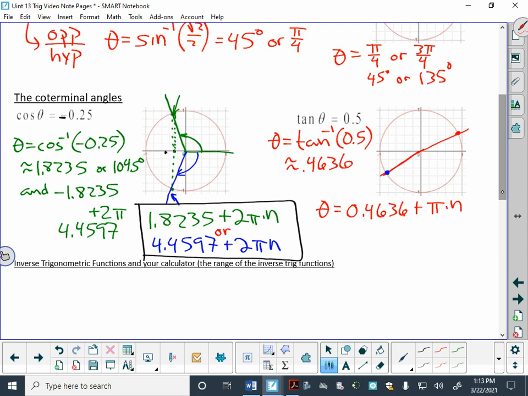Now, if I wanted to write that in degrees, I'll do that in blue here. So let me change my calculator back into degrees. And this is about 26.6 degrees plus, not pi, because this is degrees, halfway around a circle in degrees is 180. And so I can go backward or forward around the circle any number of times, halfway around the circle in every step, and I will find another angle that when I take the tangent of it, I get 0.5.